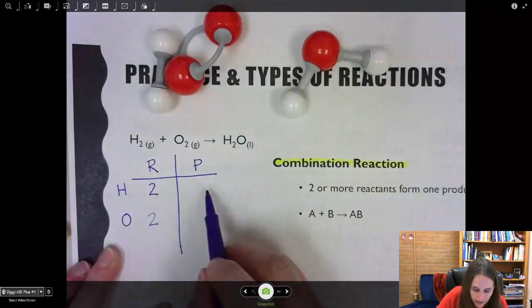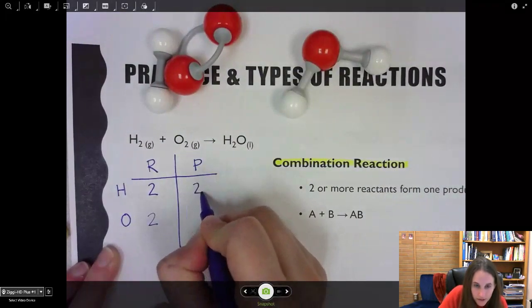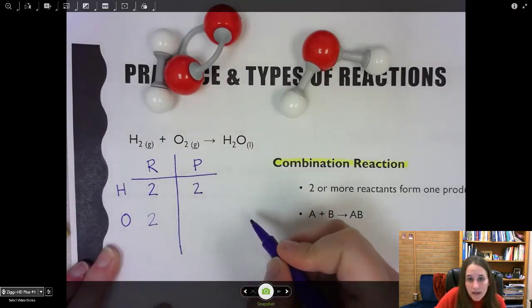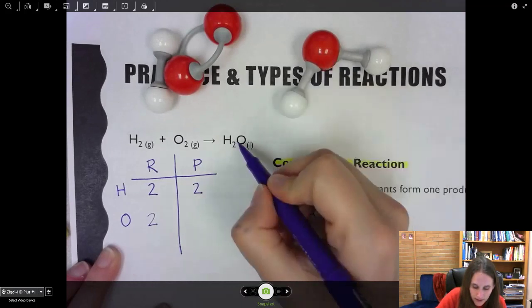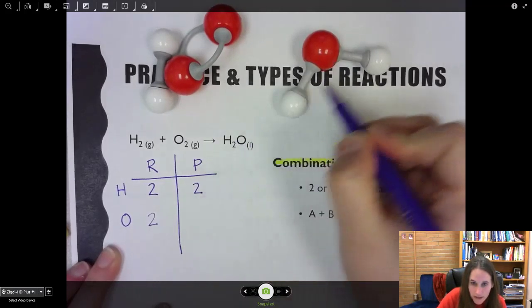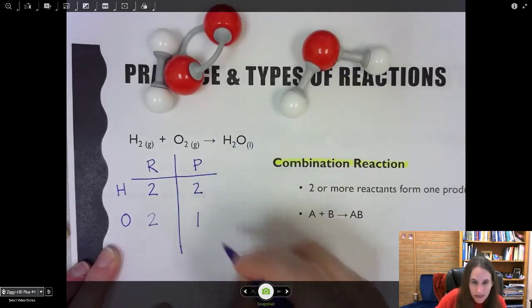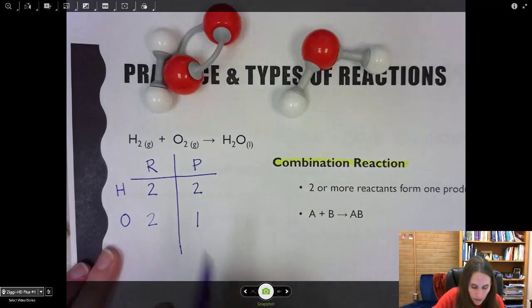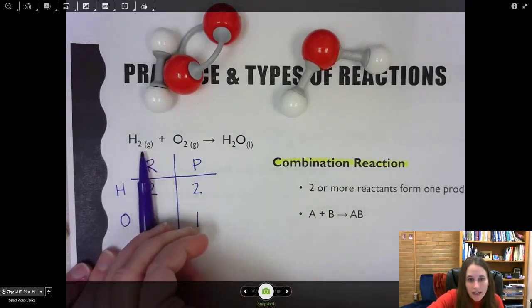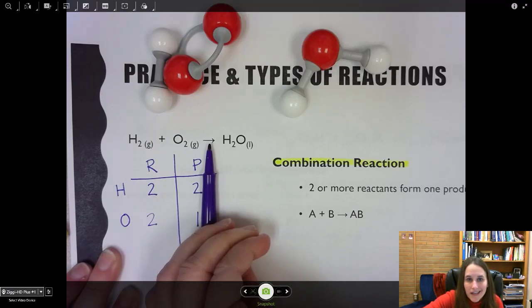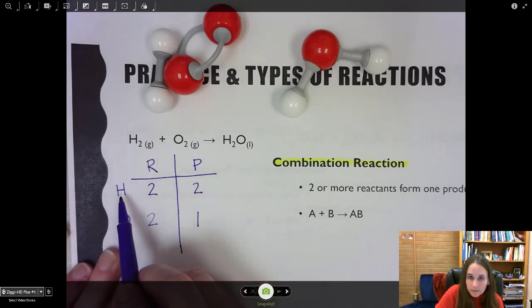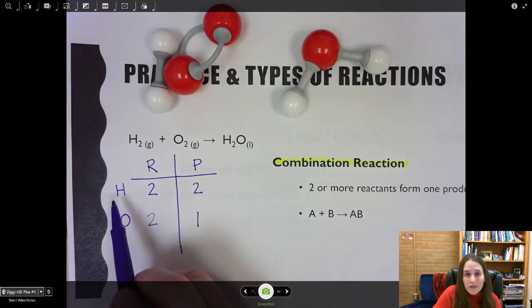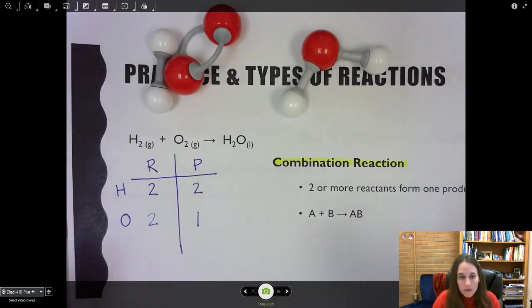On my product side, I have 2 hydrogen atoms, so those are technically balanced right now. But I only have 1 oxygen atom, and you can see it here in the formula, and also here in my model. So they're not balanced. We want all these numbers on the reactant side to be the same as our product side. So we want to have the 2 hydrogen atoms both before the reaction occurs and after the reaction occurs. Those numbers need to be the same.